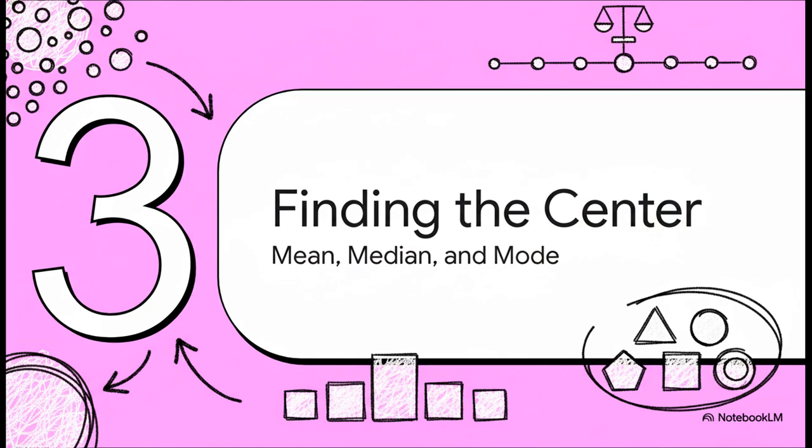Okay, so once we've got our data, whether it's from a sample or a whole population, one of the very first things we usually want to do is find a single number that can kind of represent the whole group.